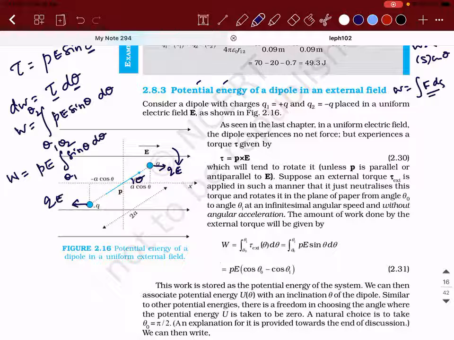So what is the integral of sin theta? Minus cos theta. Calculate the value and tell me.